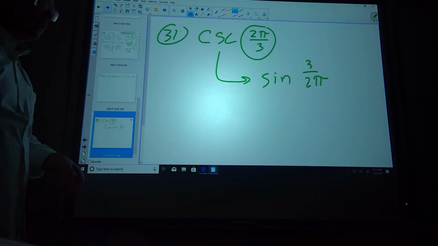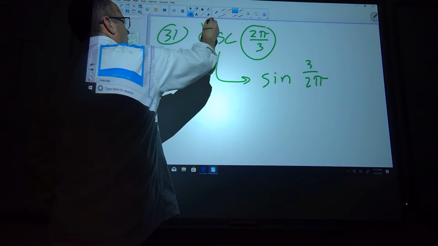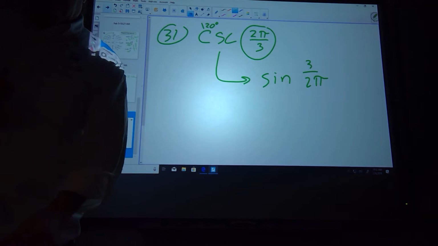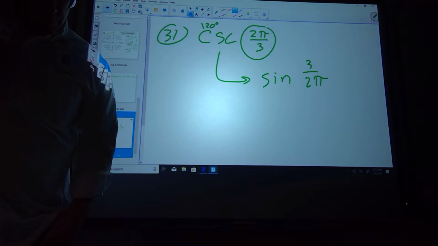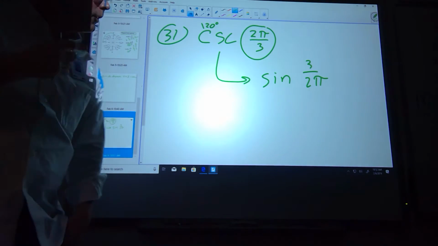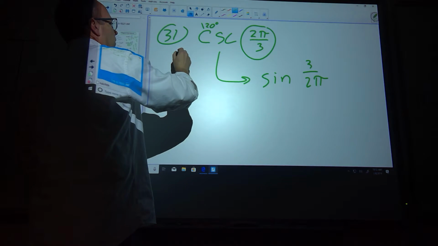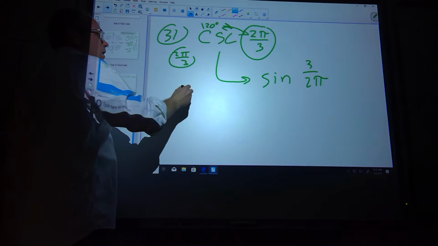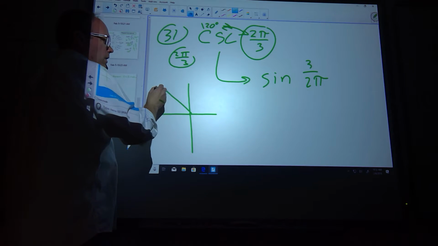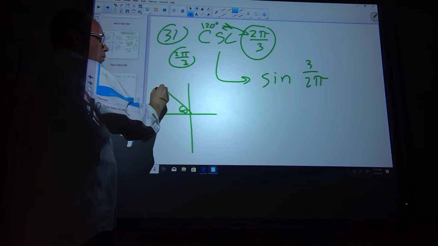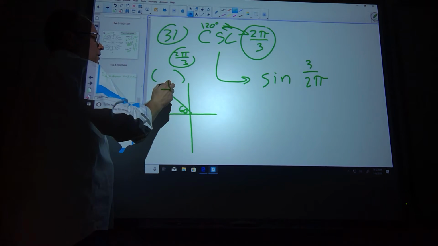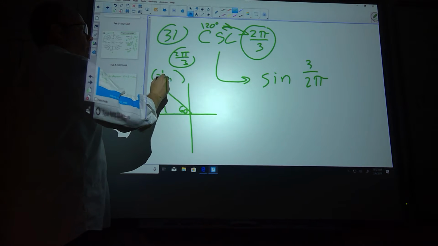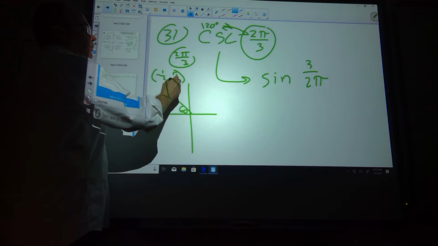So it's 120 degrees. Think about this, 120 degrees, which is what in radians? 2 pi over 3. All right, so let's think about this. Here, that's the 60. What is that point right there? What is that exact value? Root 3 halves, okay.